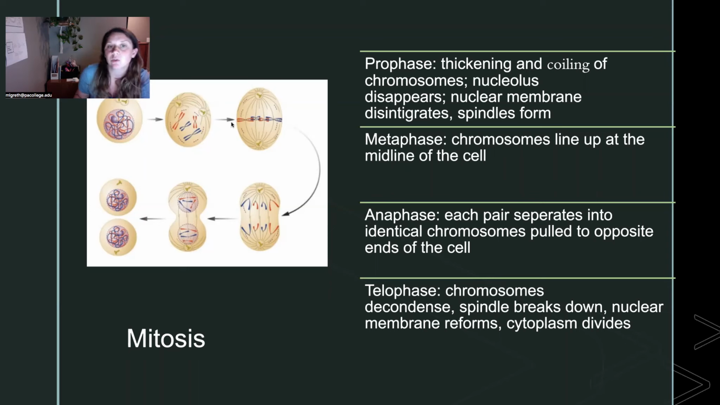In metaphase, the chromosomes will line up at the midline of the cell. In anaphase, each pair will start to separate into identical chromosomes pulled to opposite ends of the cell. And then telophase is when the chromosomes decondense, the spindles break down, the nuclear membrane starts to reform, and the cytoplasm does divide. And then cytokinesis is when you get two separate daughter cells.